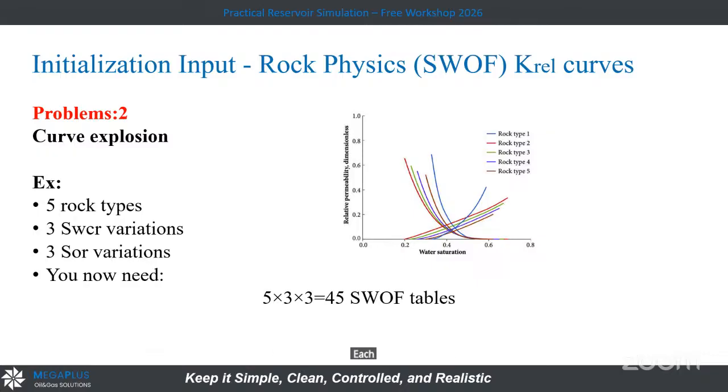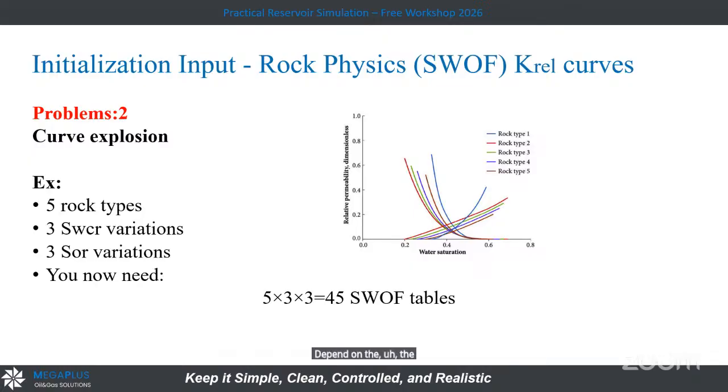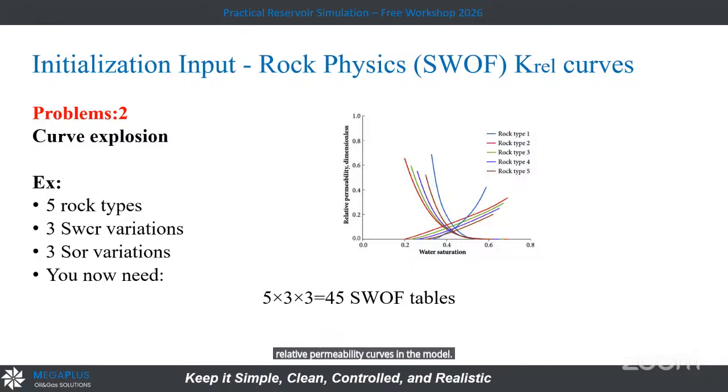Each field, each rock type has its own relative permeability, depending on something called wettability, the pore throat, or between the grains and all of this. So which curve will I insert? Do I have to insert a curve for each rock type? If I have, as an example, five rock types, and each makes three curves of relative permeability, do I have to put the 45 relative permeability curves in the model? A lot of calculations and a lot of uncertainties.